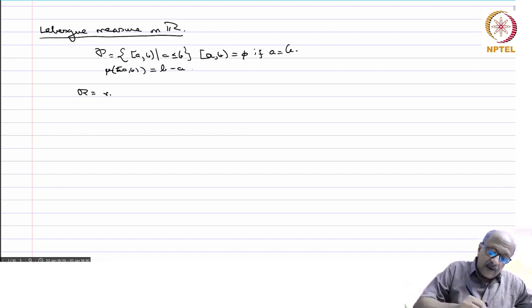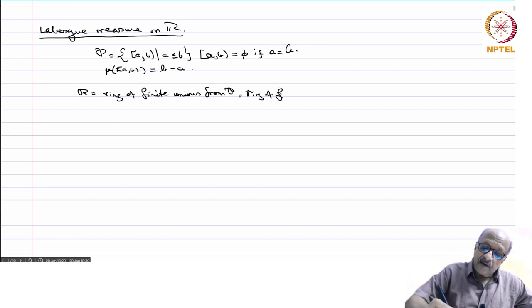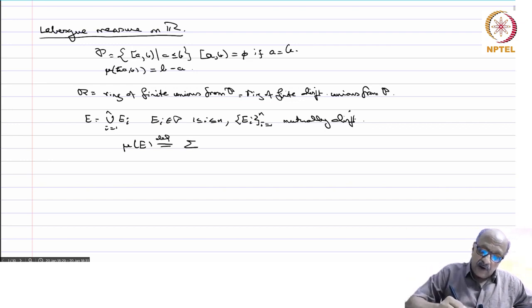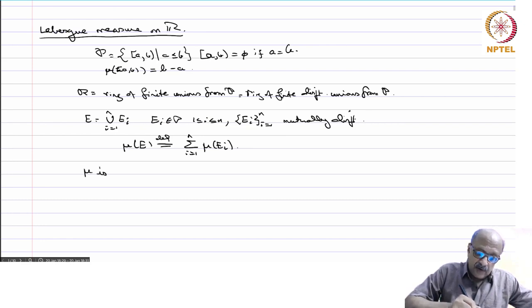And then we took R equals the ring of finite unions from P, equals the ring of finite disjoint unions from P. And then if E equals the union over i equals 1 to n of E_i, with E_i in P, 1 less than or equal to i less than or equal to n, mutually disjoint, then we define mu of E, this is the obvious one, equal to the sum over i equals 1 to n of mu of E_i. Okay, and then mu is a measure on R.